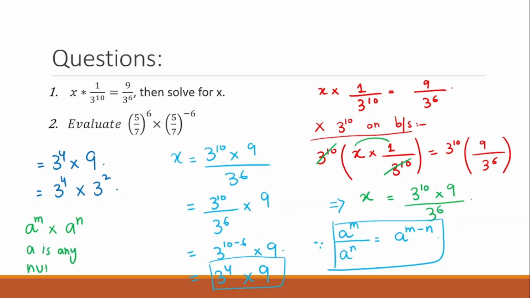The rule is that the bases, a is the base, should be the same. So a to the power m multiplied by a to the power n, where the powers can be anything, you just need to add the powers: a to the power m plus n. If you see here, the bases are the same, 3 and 3. Now you can just write 3 to the power 4 plus 2, which becomes 3 to the power 6. So x will be 3 to the power 6.